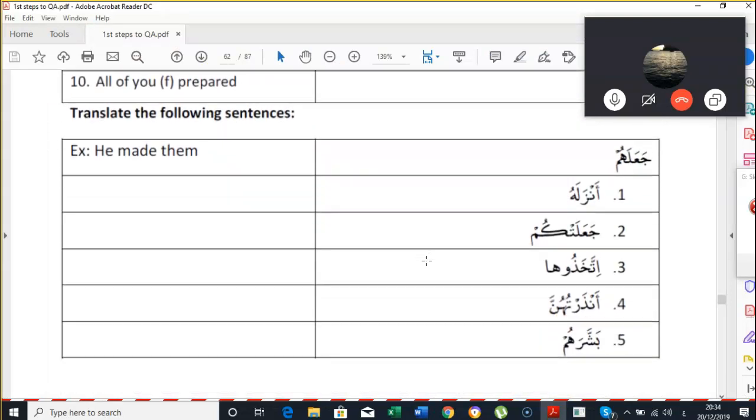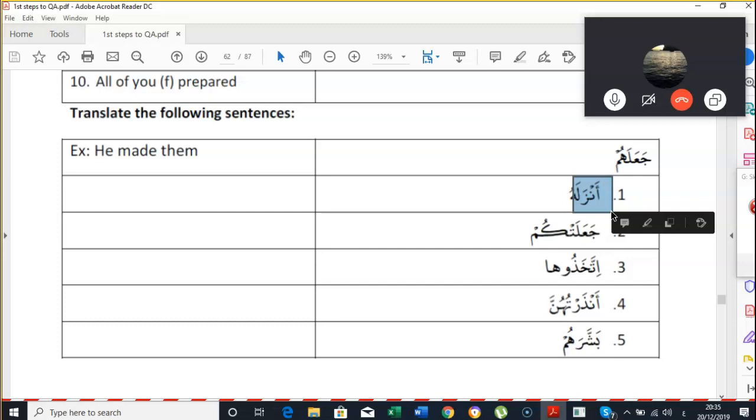Okay, translate these. The first one's done for you. Ja'alahum, he made them. Let's do anzalahu. Anzala means sent down, as in Inna anzalnahu fi laylatil qadr. So translate that. Anzalahu. Omar, what's the process? The process is to find the attached pronoun, then isolate that and forget about it. Then look at the word itself, which is anzala. Anzala means to send down.